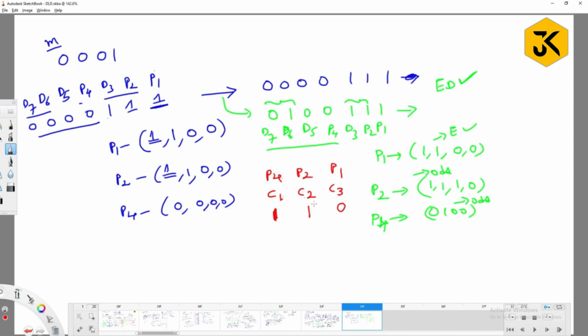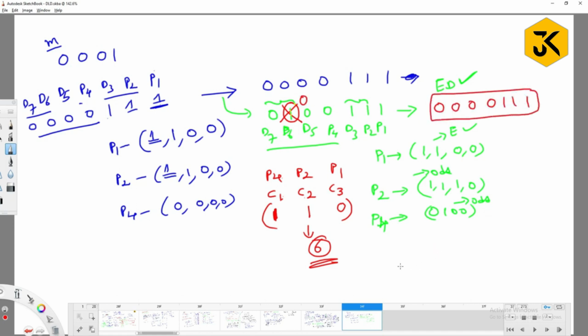The P2 means this one. So what is the meaning of 110? The 110 value is 6. So bit number 6 is modified. If you toggle that bit to the other value, that is 0, your result will be 0001 with the bit corrected.